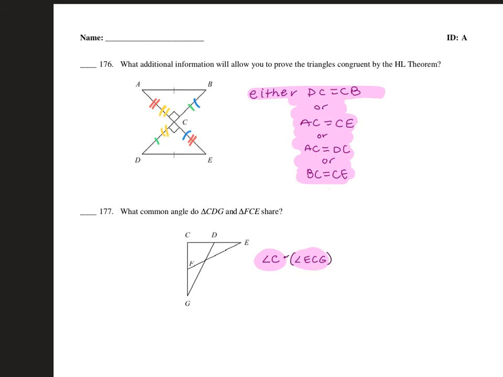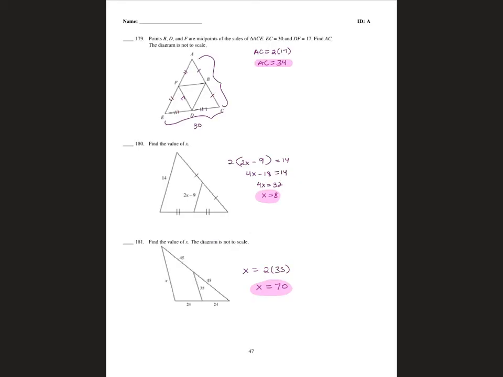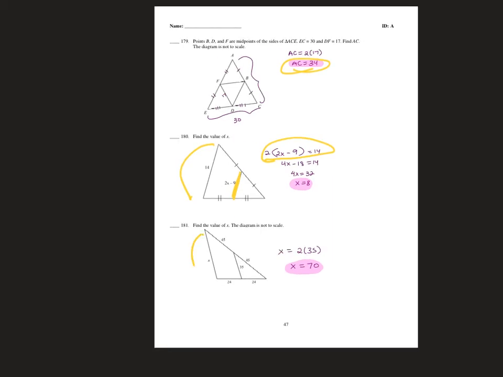177, what common angle do they share? And that's angle C. 179 is your midpoint, or your mid-segment. So remember, the mid-segment hits the midpoints of two sides. It's half the length of the third side, and it's parallel to it, which tells you that AC here would be 34 because it's double the 17. Here, I'd say 2 times this side equals this side, and I get x equals 8. Here, x would equal double the 35, which is 70. So all of those are mid-segments.